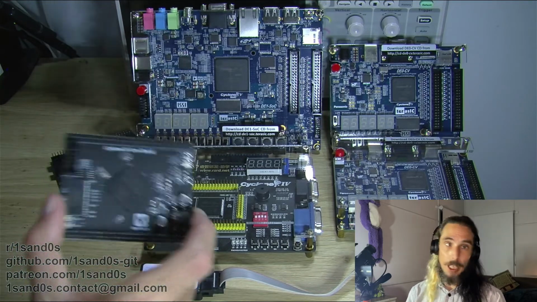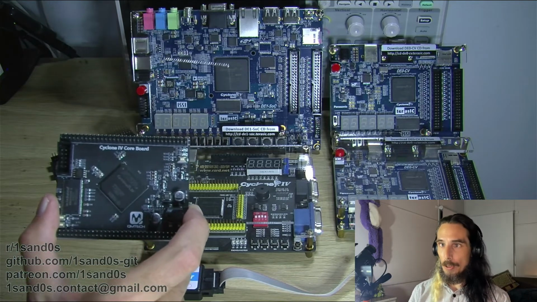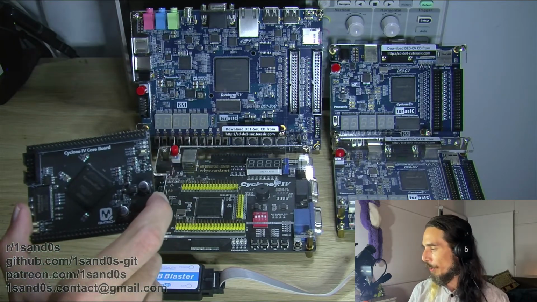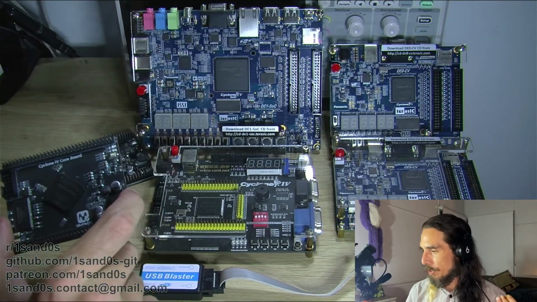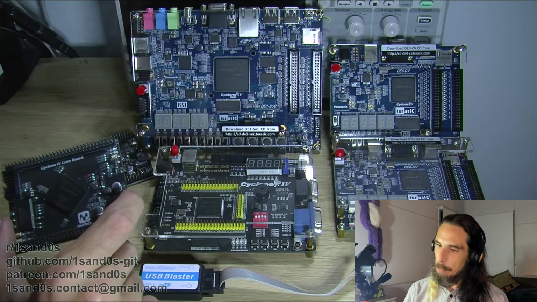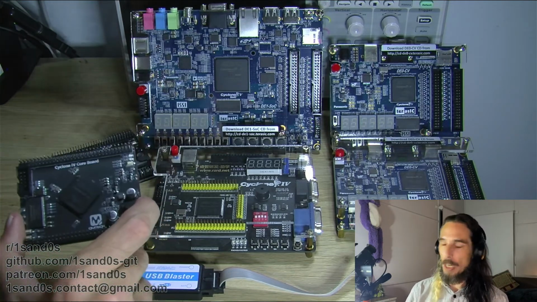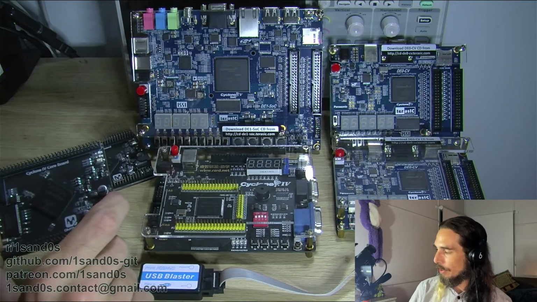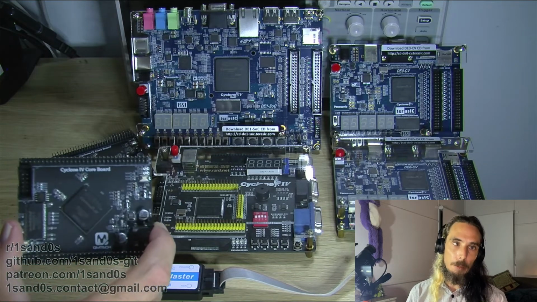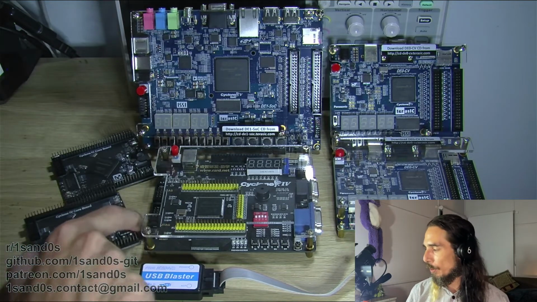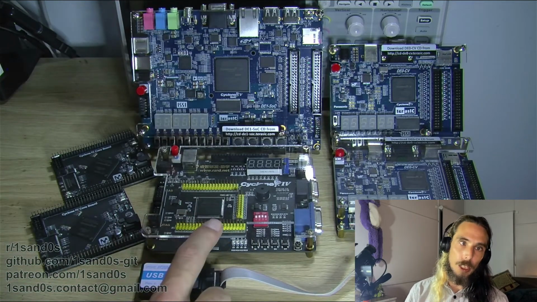These guys are also Cyclone 4, but these have about 15,000 logic elements. So you've got over double the amount of logic elements and more RAM blocks, more, in this case, they're multiplier blocks rather than the DSP blocks that we get in the Cyclone 5. So you're actually getting more chip for your money, but you are not getting all of the additional stuff that you would get on a development board like this.